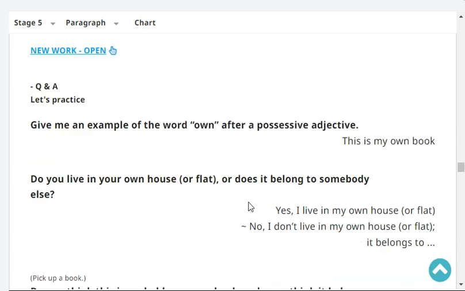Give me an example of the word own after a possessive adjective, please. This is my own pen.